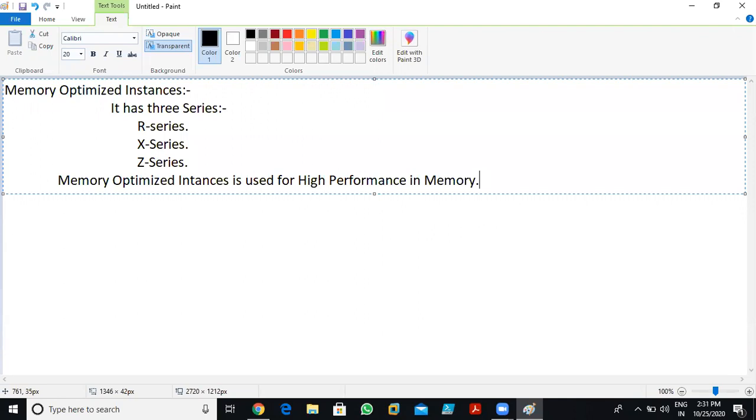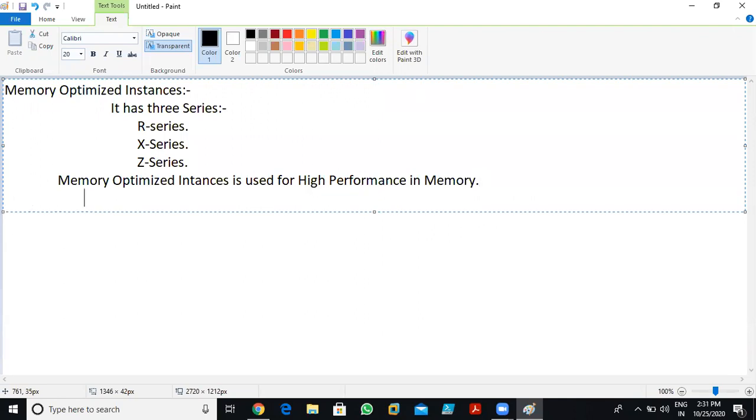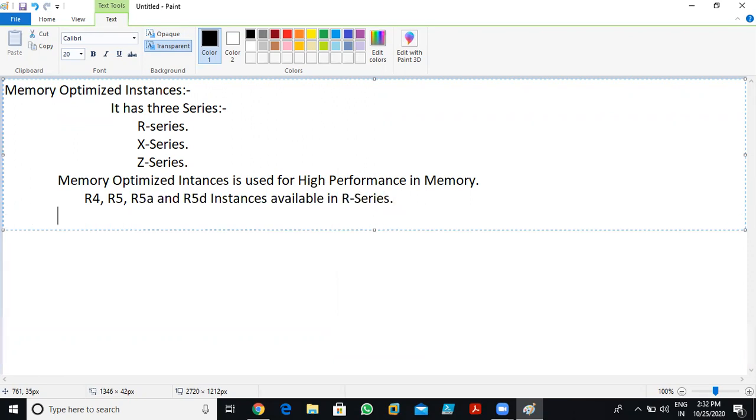So we talk about the R series first. The R series has instances like R4, R5, R5A, and R5D. So these are the instances available in the R series.